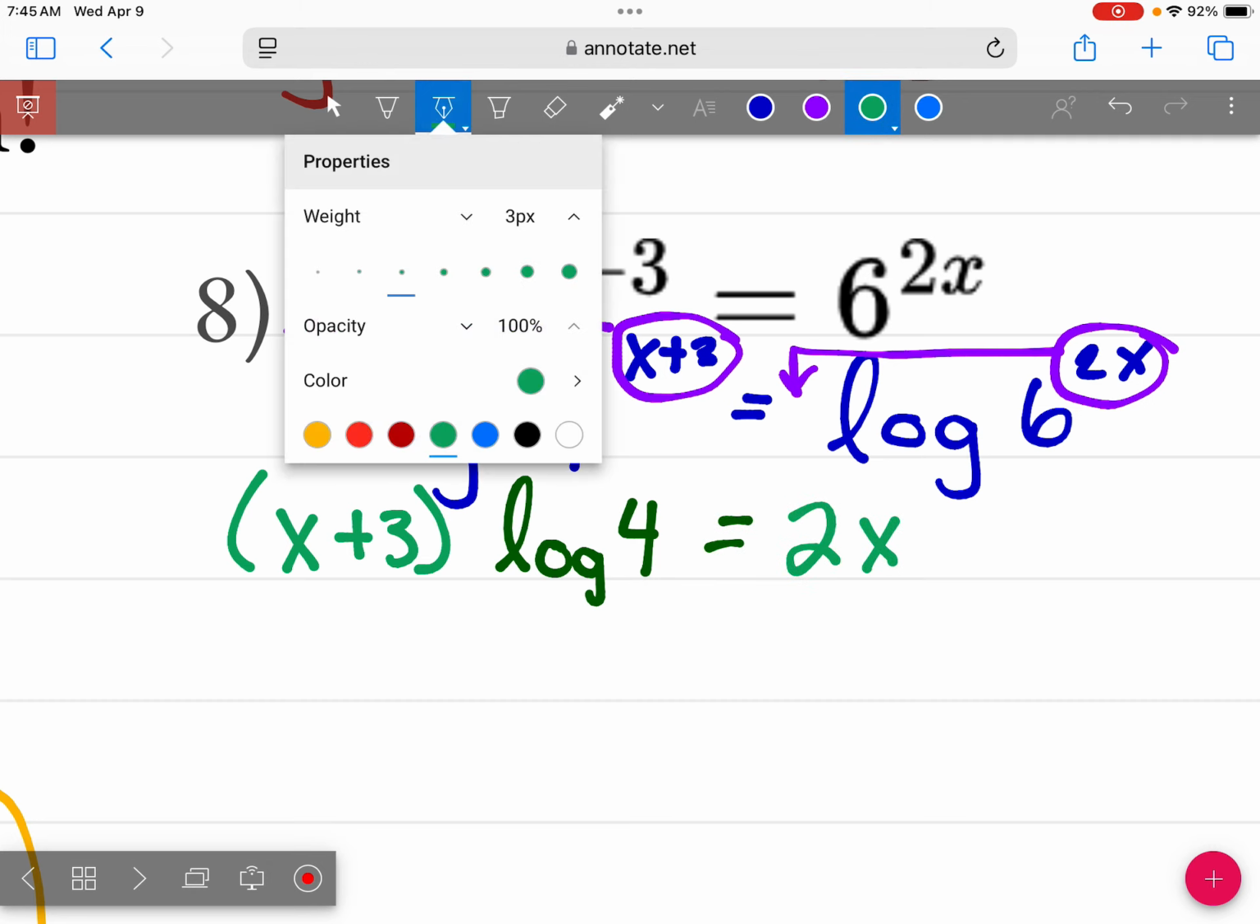And again, we want to get our x's together so that I can factor that x out. That's the whole point, we want to be able to factor that x out. So if we have any addition or subtraction, we need to do the distribution bit. So we need to distribute our x plus 3 onto this log 4. So we're going to have our x log of 4 plus 3 log of 4. That equals our 2x log of 6.